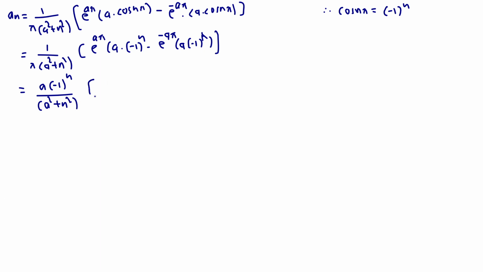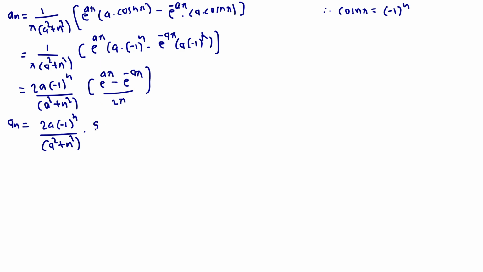Okay, so in bracket you will get e raised to a pi minus e raised to minus a pi. And this pi also here outside, so I'm taking inside. But we need 2 pi to apply the formula, so what I'm doing, I'm just multiplying 2 and dividing by 2 here. So the value of an will become 2a into minus 1 raised to n divided by a square plus n square into, already we have applied this formula in a0, so its formula will be sinh a pi. This will be the value of an.